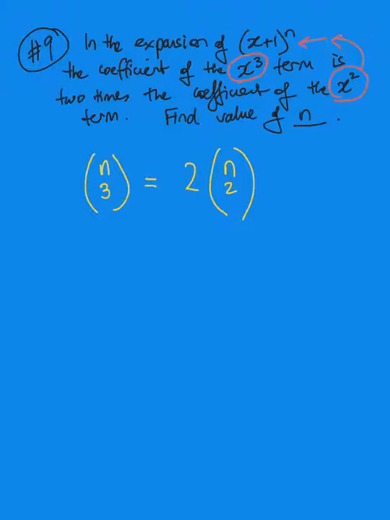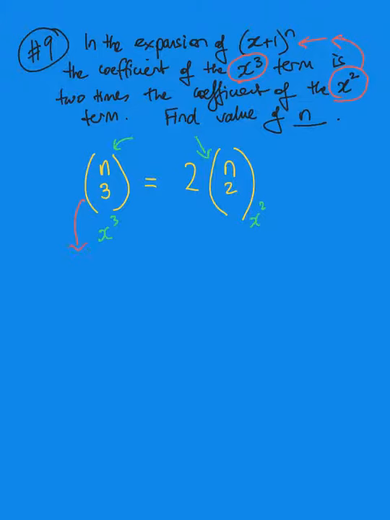Okay? So that means we need two lots of this expression to equal this expression, right? So this represents the coefficient of the x cubed, and this represents the coefficient of the x squared. So now, how can we move from this?